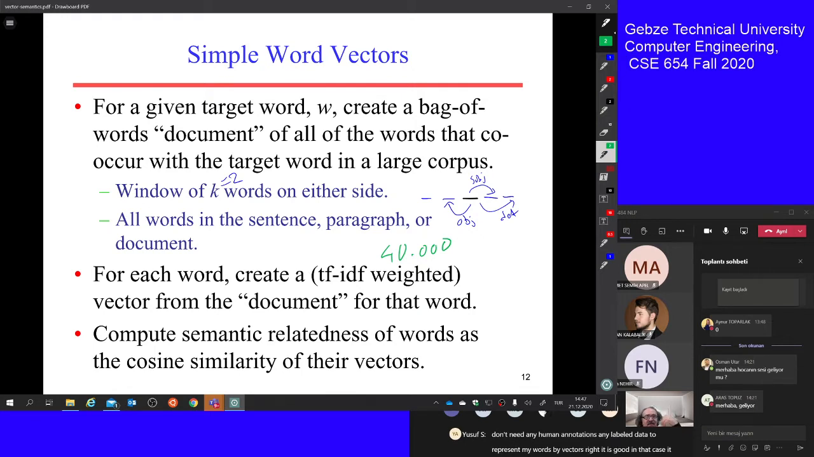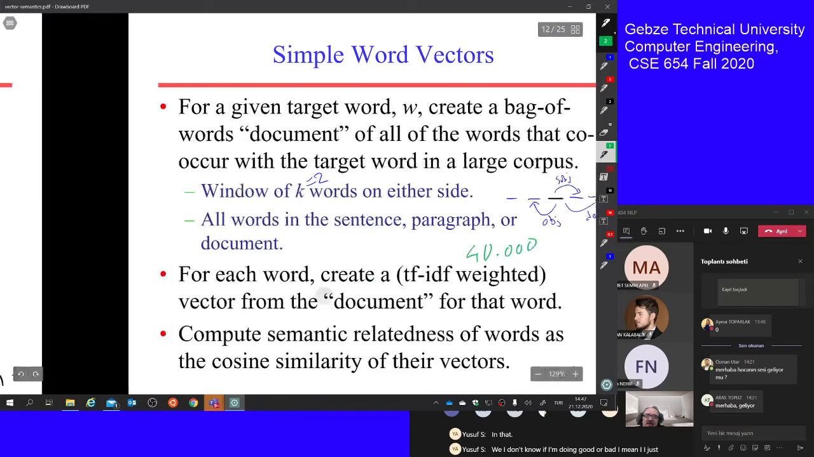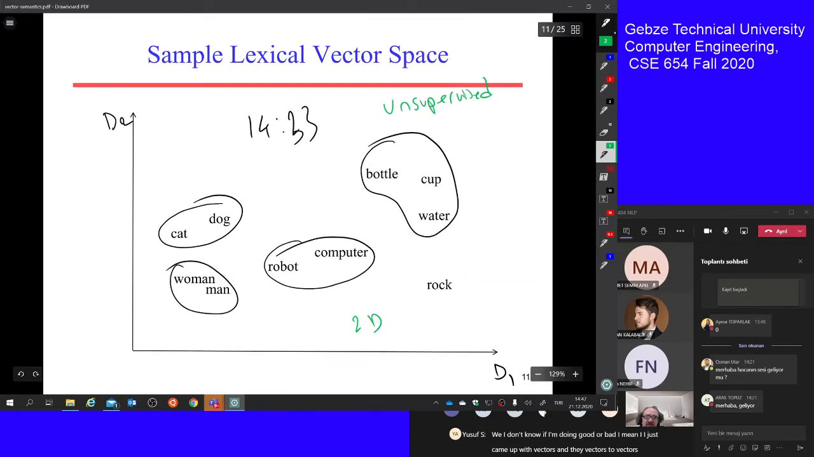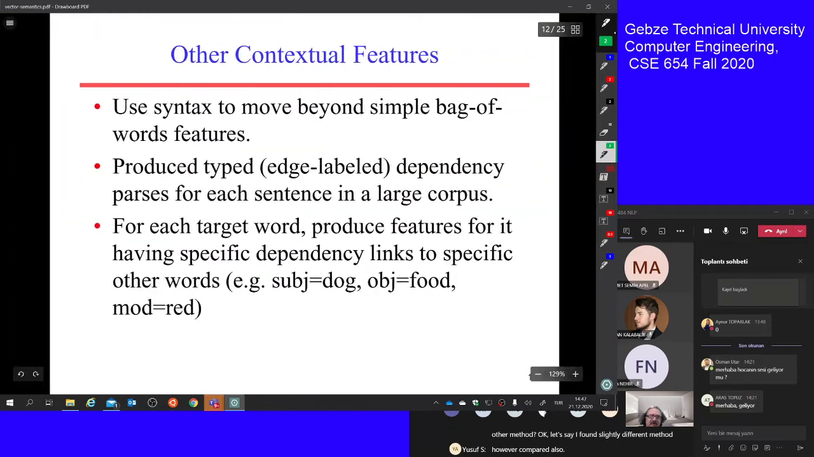It is bad in that I don't know if I am doing good or bad. I just came up with vectors, and those vectors produce these nice two-dimensional representations, and in those representations, men and women seem to be close, cat and dog seem to be close. That's fine. But how am I going to know that one method is better than the other? Let's say I found a slightly different method. How am I going to compare those? So that becomes a problem.